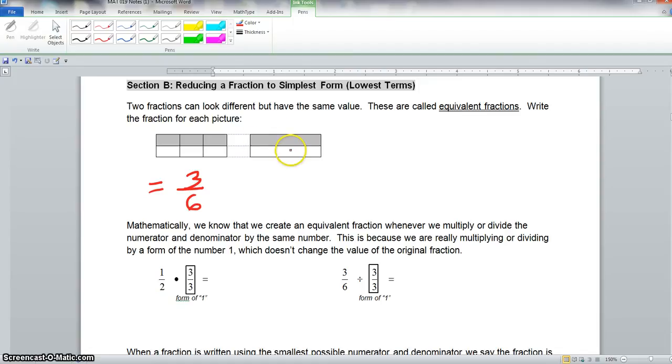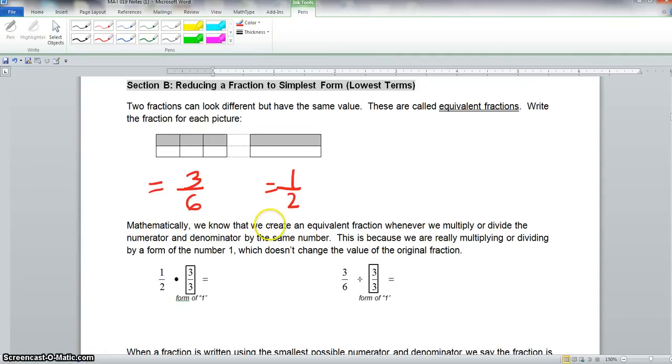Now we come here. Now this right here is cut up into 2 parts. Our denominator would be 2, and our shaded part would be 1, which would be 1/2. Now these are equivalent fractions, meaning that they equal each other. We know 3/6 is basically 1/2 because 3 out of 6 is 1/2. So these are equivalent fractions even though they look different.